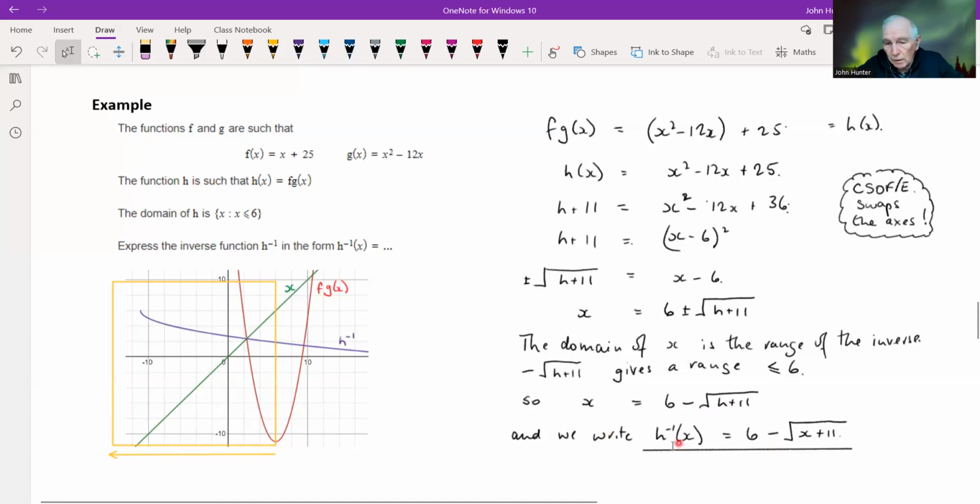So we just swap those over, and that's going to give us that the inverse function, therefore, is 6 minus the square root of x plus 11. Okay, right, we can illustrate that graphically. So this red line here is the quadratic that we've got from the composite of f and g. So it's a fairly familiar thing. Here's the line y equals x, and this is the inverse that we have calculated.